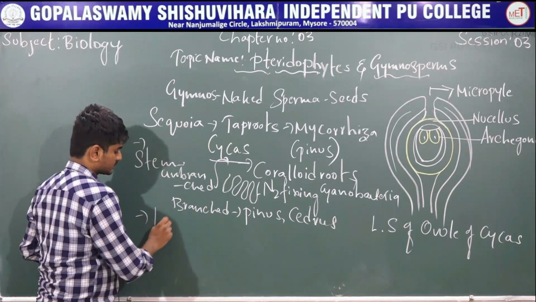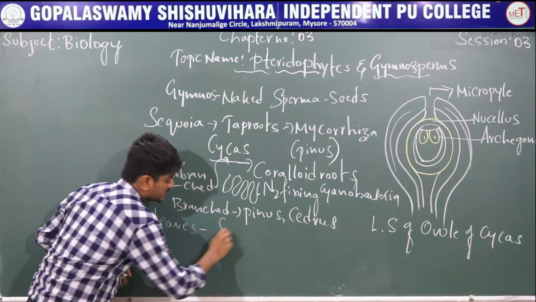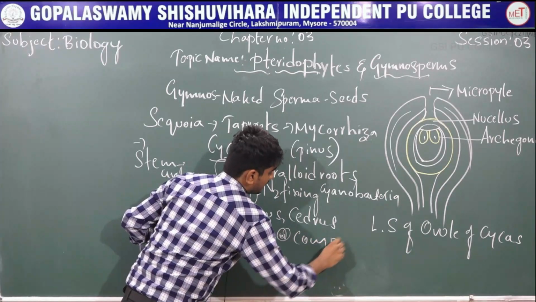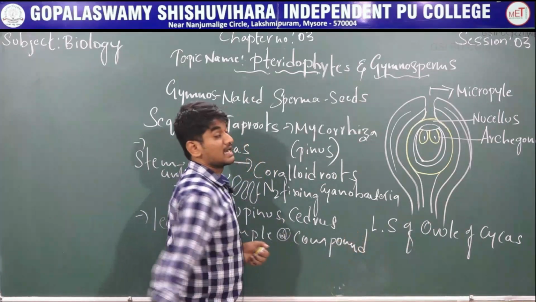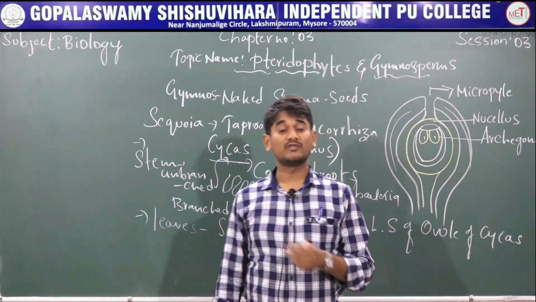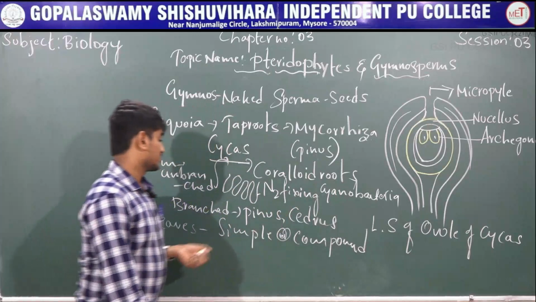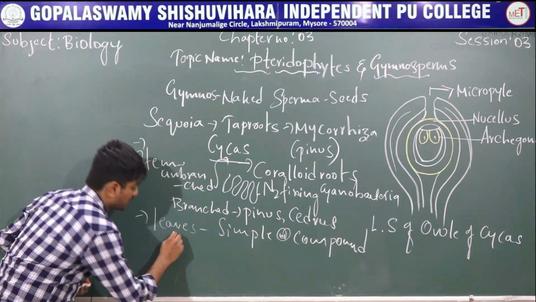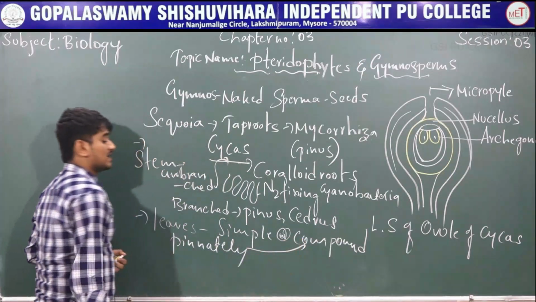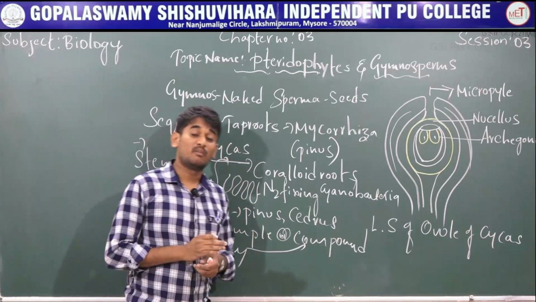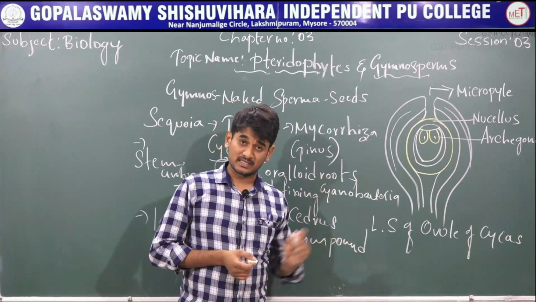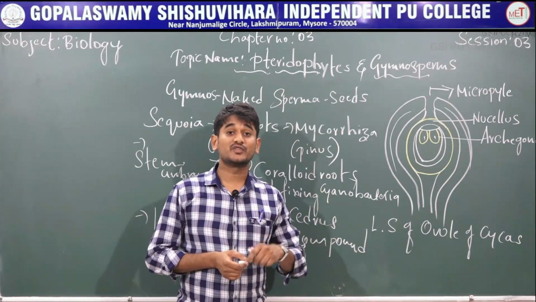And the leaves are simple or compound. See, simple means the lamina is undivided. Compound means the lamina is divided to form a number of leaflets. In Cycas, we can observe the leaves are pinnately compound. Pinnately compound means the leaflets are arranged along the midrib or rachis. That is called pinnately compound leaves. So in the Cycas plant, the leaves persist for a few years.